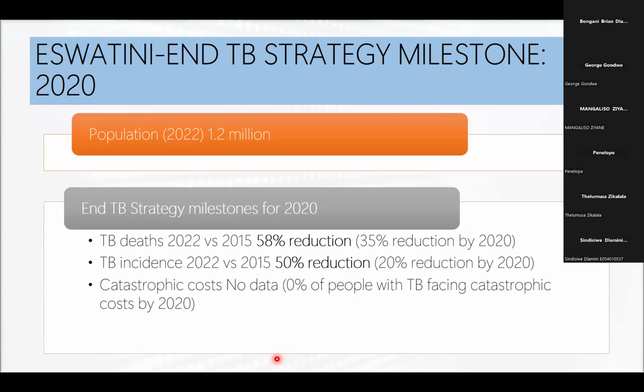So we are saying as a country, we had targeted that in 2020, we will have to reduce TB deaths by 35%, but at least we have done ourselves to 58%, which is good and commendable. And we targeted 20% for incidence, and we did better in 2022 because we are at 50. So, which means as a country, we cannot fully say we're going in the right direction. There are always those gaps, but I think this is actually promising from the perspective of the targets. Unfortunately, there was no data on catastrophic cost, which we hope maybe the upcoming survey will collect.